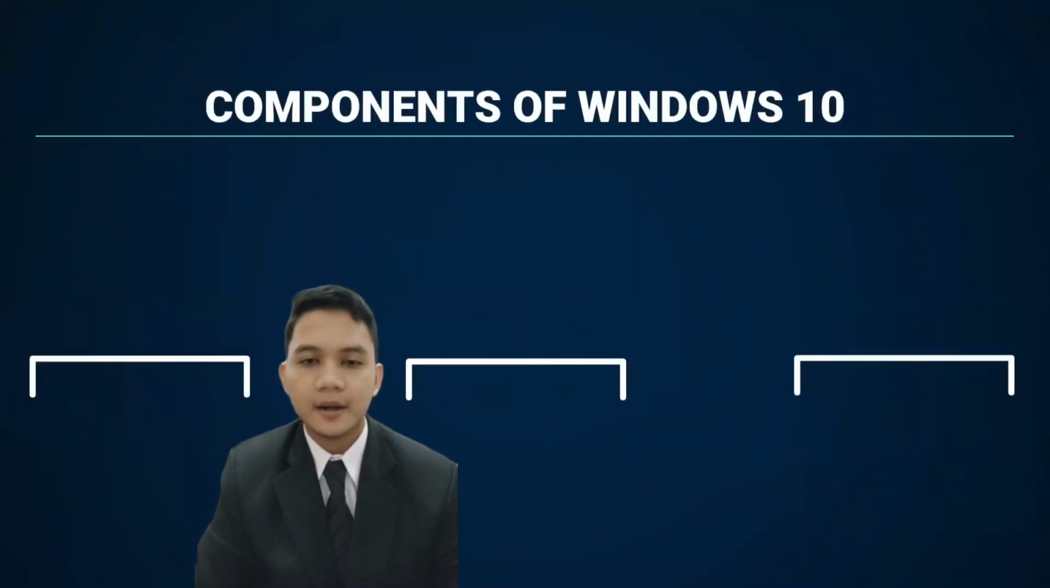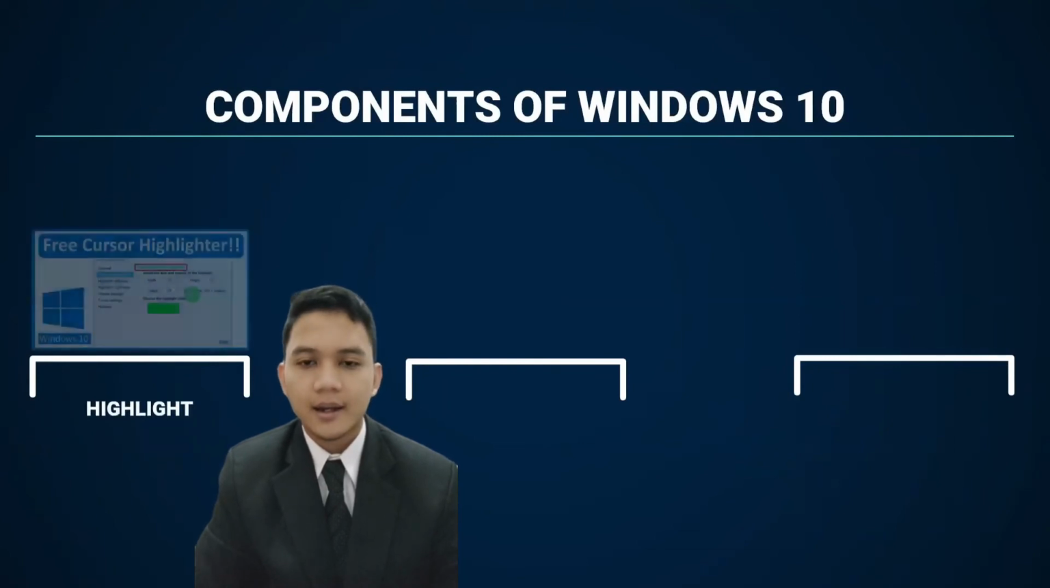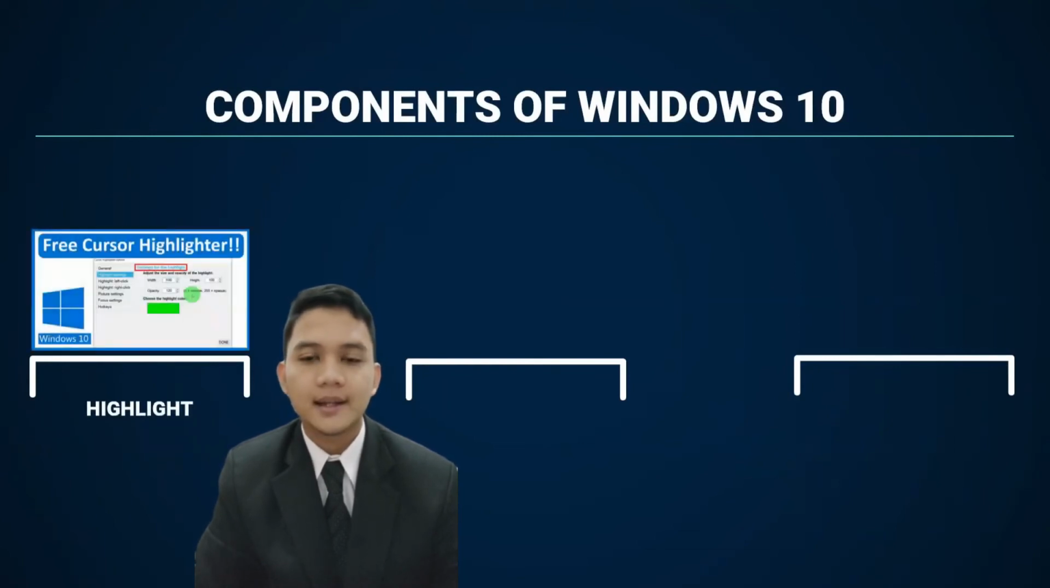And the component of Windows 10 now is highlight. When we have opened a document, we can easily highlight the required portion of our document by mouse.